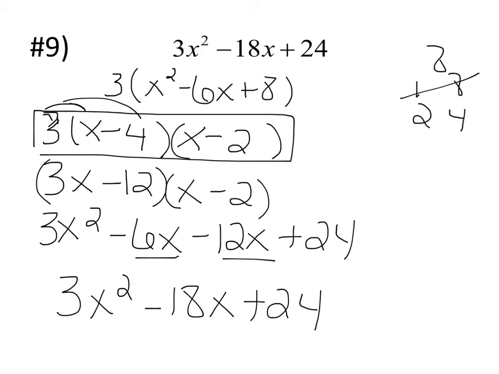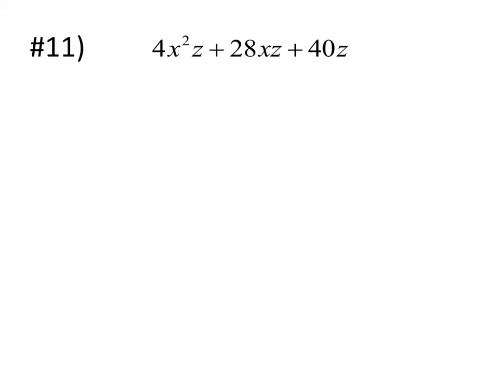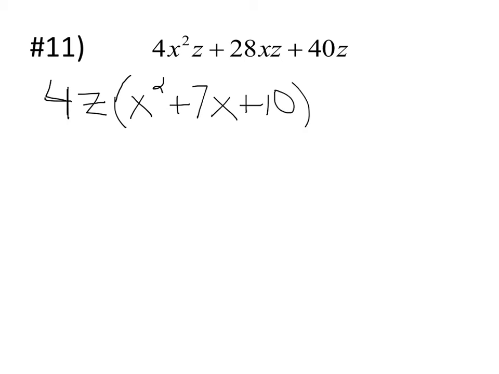Okay, that's a 3. It's hard to read that. Alright, so looking at this, let's see if there's a GCF we can factor out. Alright, we can definitely pull out a 4. And then, they don't have an x in common, but they have a z in common. So that leaves me with x squared plus 7x plus 10.